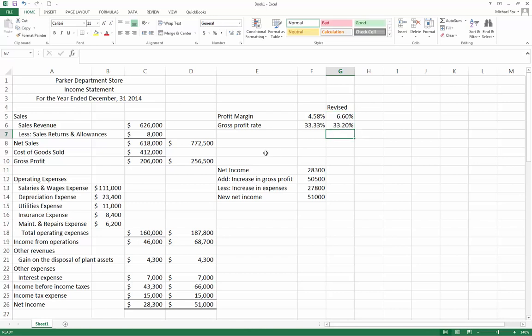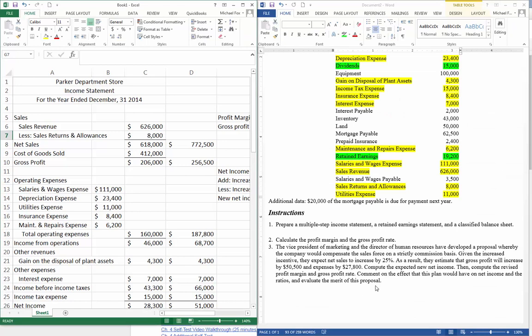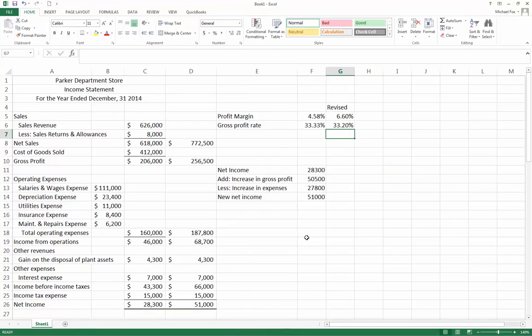I think the last part of the problem asks us to, so we computed the new expected net income, we computed the revised profit margin and gross profit rate, and then it says comment on the effect that this plan would have on net income and the ratios, and evaluate the merit of the proposal. The effect it has on net income is more net income. That's good, generally speaking. That's profit, that's money in my pocket as an owner.